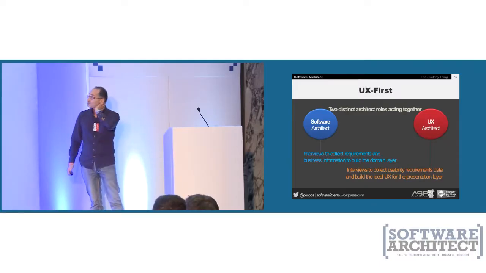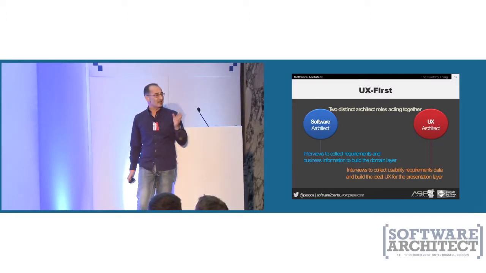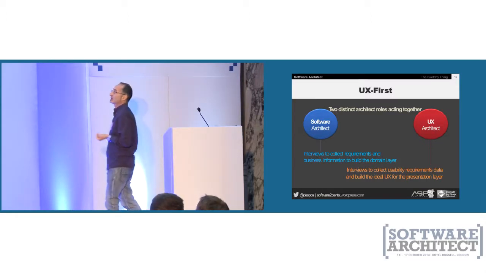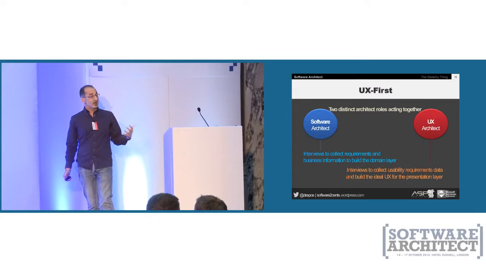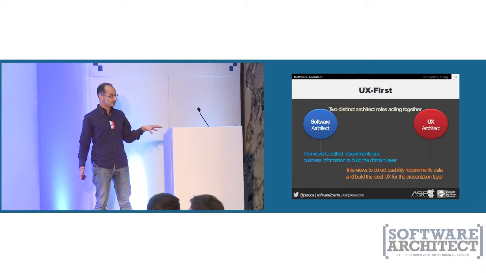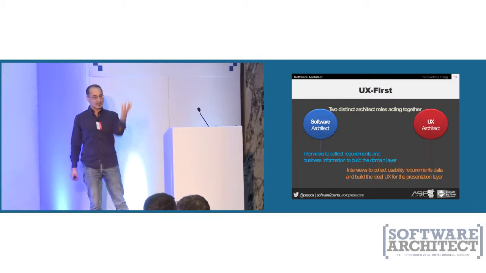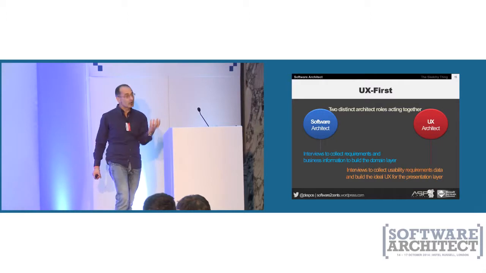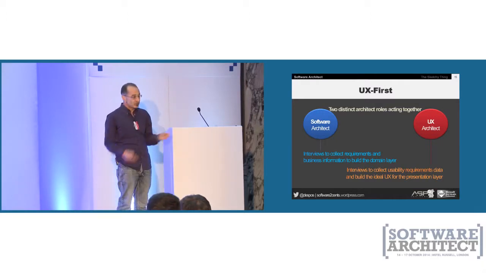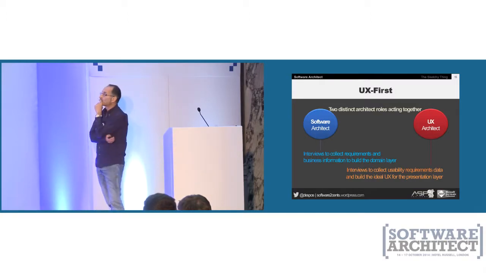UX first. The idea is having two different roles of architect, not necessarily two different people. A role is a job. So it could be different people, or it could be new skills added on top of the same physical individual.